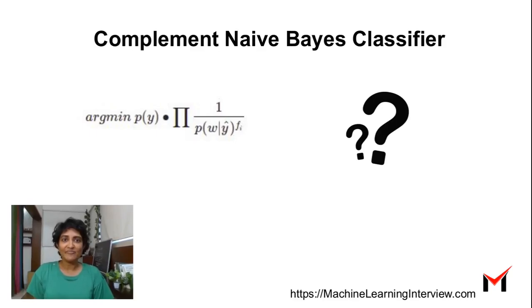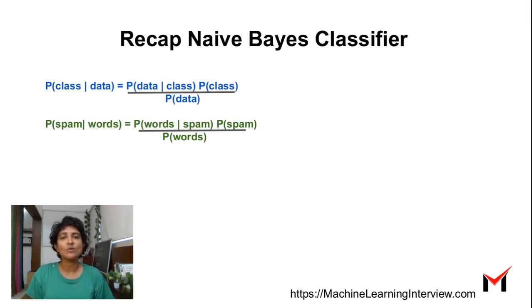The complement naive Bayes classifier. Let's see. The naive Bayes is a very popular classification algorithm. Let's very quickly recap what the naive Bayes does.